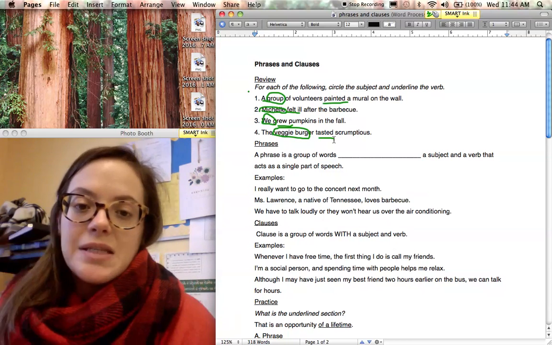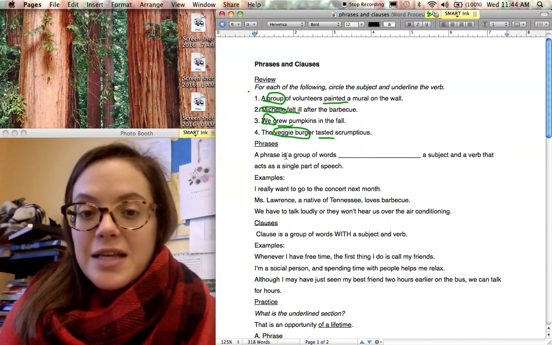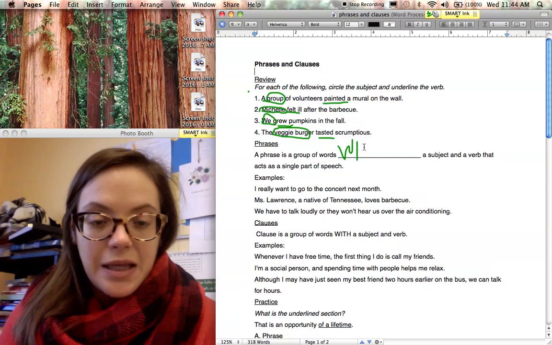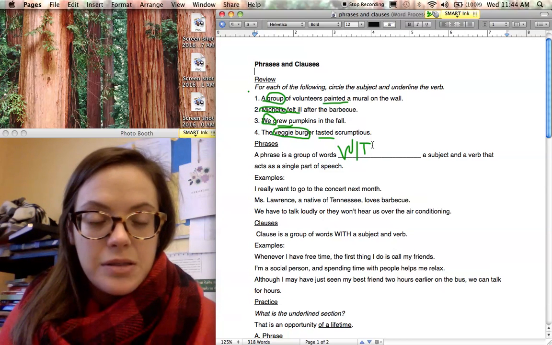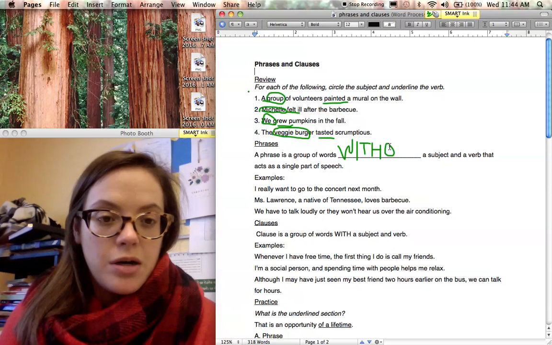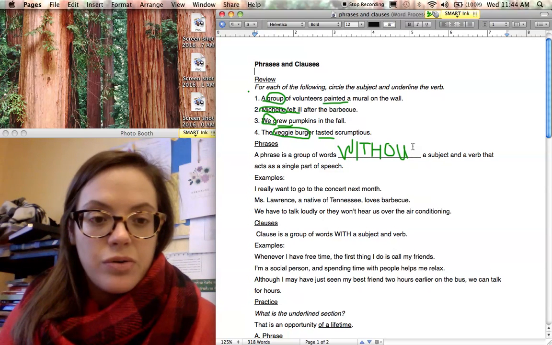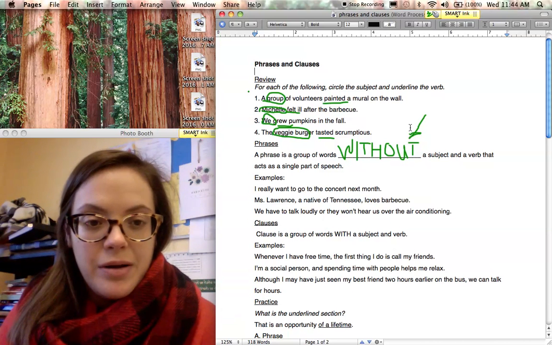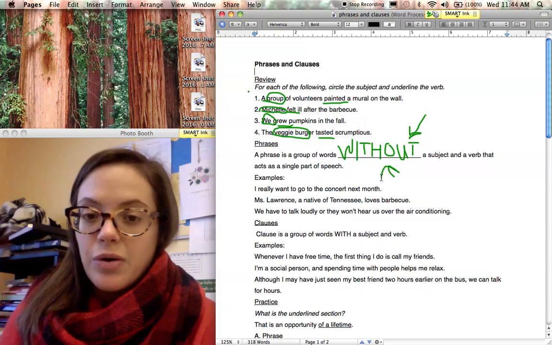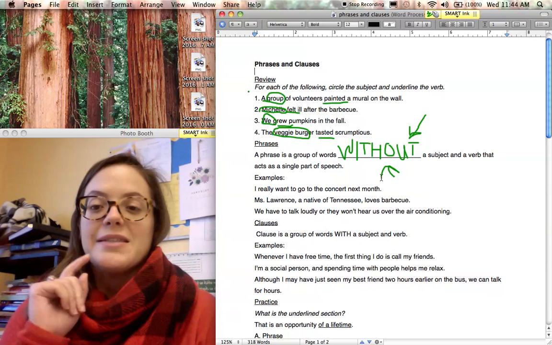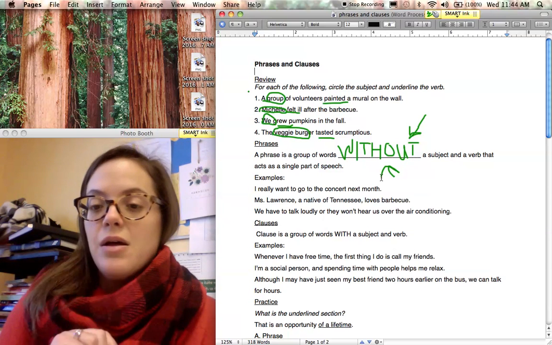Okay, now let's look at phrases. So a phrase is a group of words without, I want you to write that in like huge capital letters. Okay, you can like put a star next to it or circle it or put arrows pointing to it. But I want you to remember that without, because that's very important. Okay, so a phrase is a group of words without a subject and verb that acts as a single part of speech.